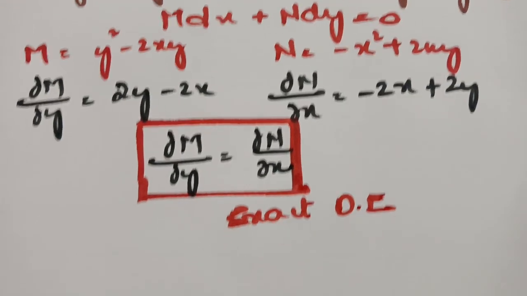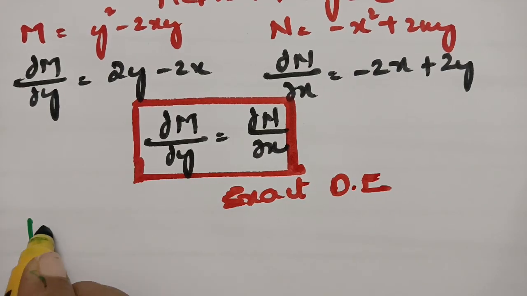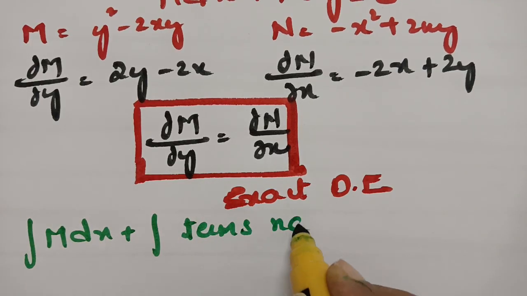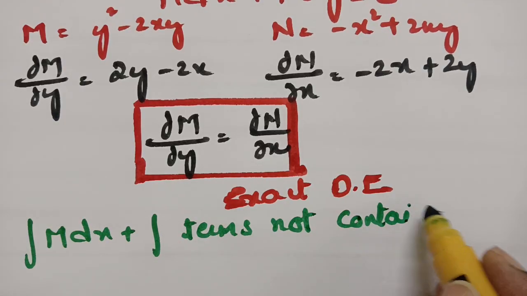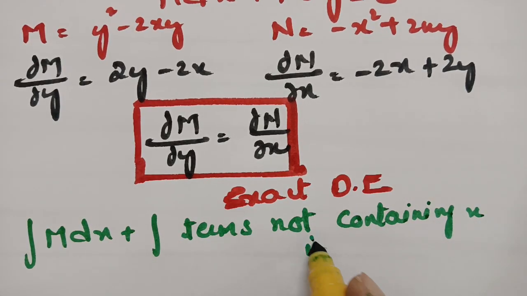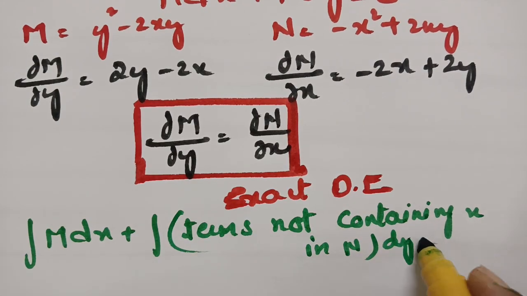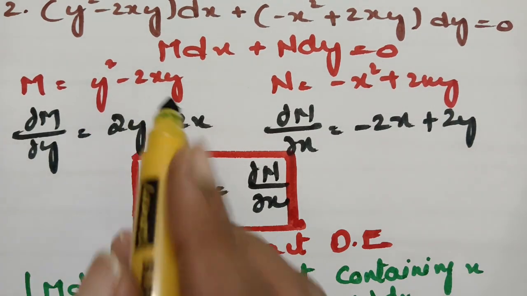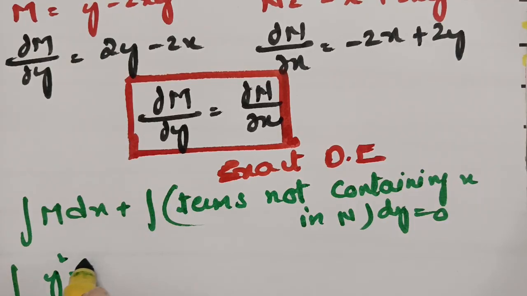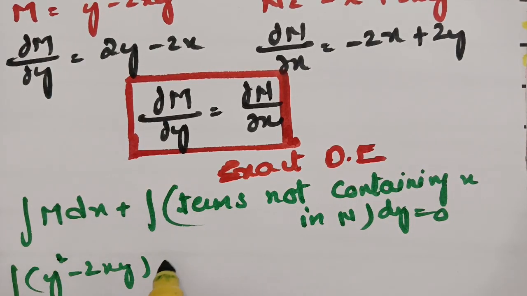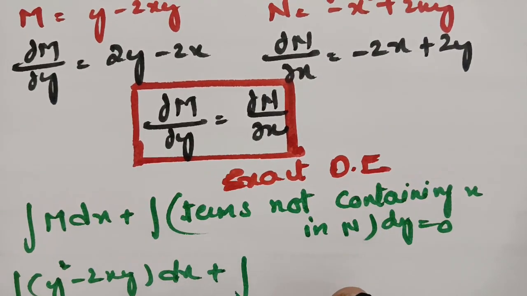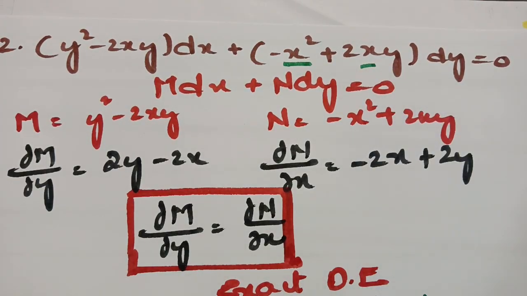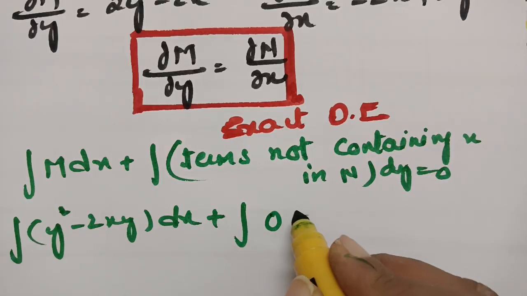So if it is an exact differential equation, what we have to do? We have to find out the solution, that is M dx plus the terms not containing x in N of dy is equal to 0. So here what is this M here? M is nothing but y square minus 2xy. So this value is y square minus 2xy into dx plus the terms not containing x. There is a term containing x here, leave it. There is a term containing x here, leave it. And there are no terms which are not containing x.